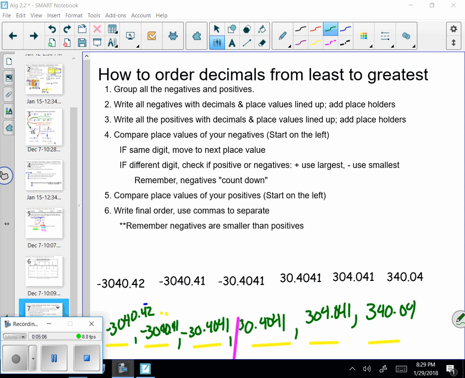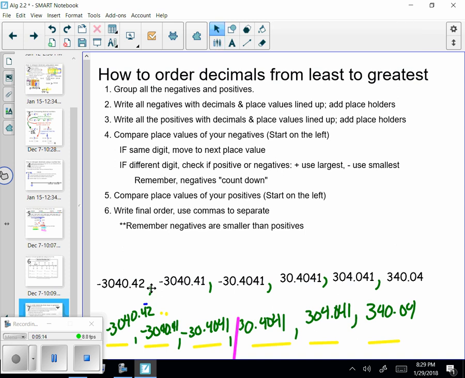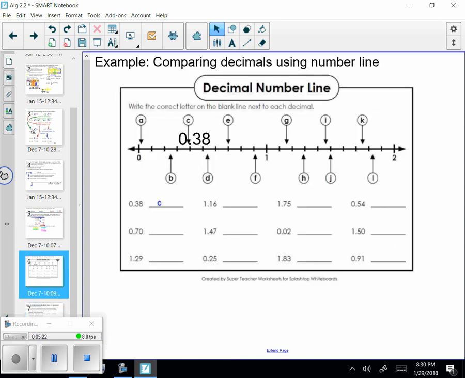Step 6 is write the final order. Use commas to separate. Now, this is important because this is the trick for how to solve something from another video. In another video, I said, compare these on the number line and see if you can put them in order from least to greatest. The really nice thing about this is we just learned how to do it.